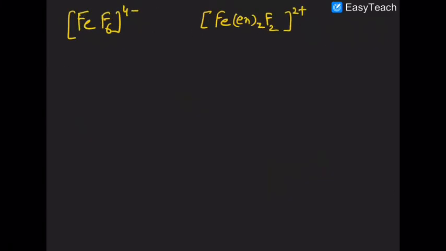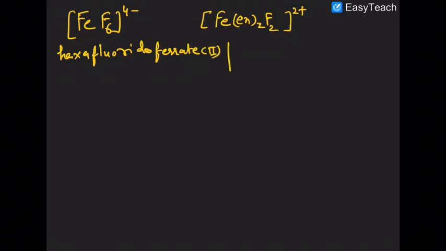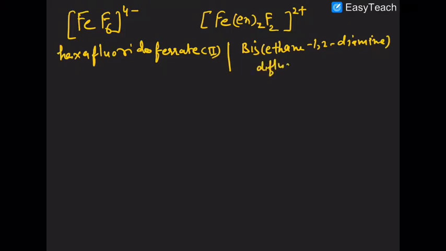Sure about that? Now you will consider the case of hexafluoridoferrate(II), and the second case is bis(ethane-1,2-diamine)difluoridoiron(II). So if you check, in both cases iron is in the +2 state.